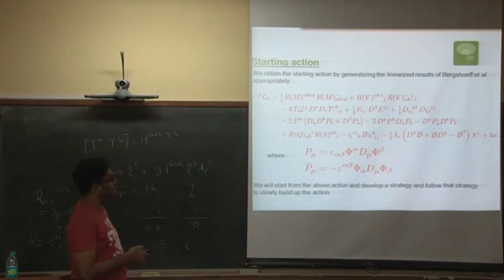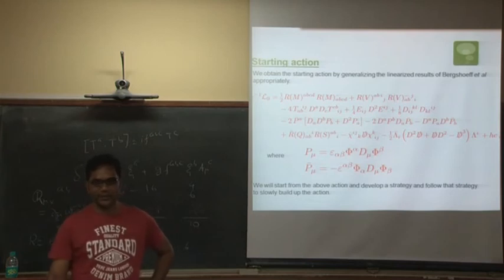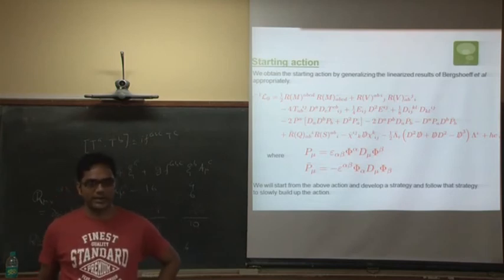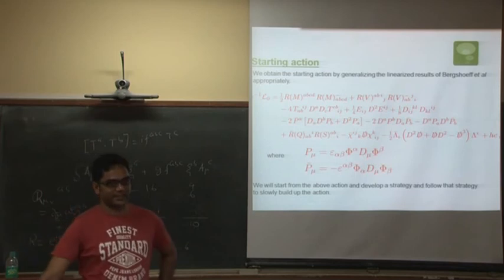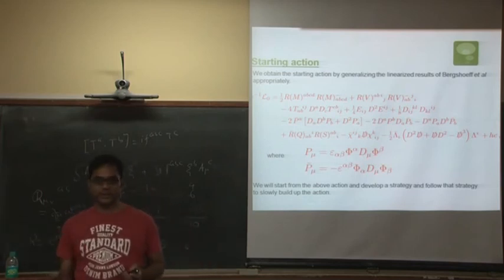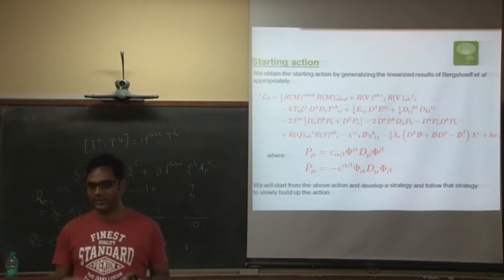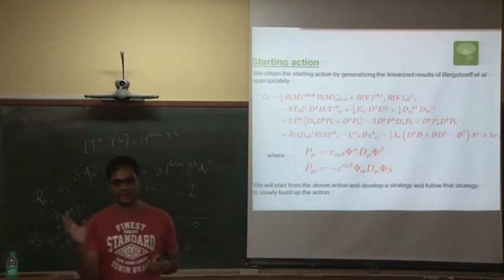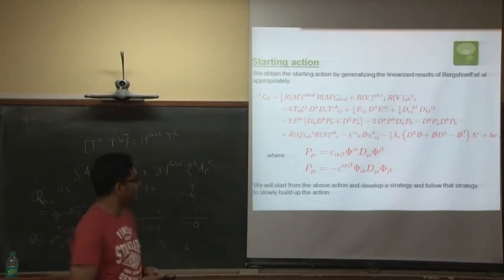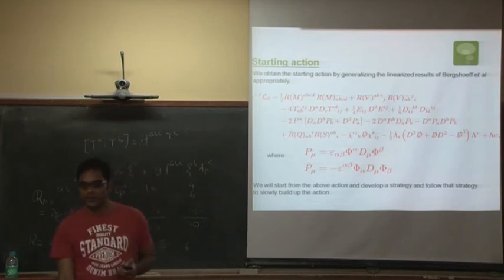First, there was a starting point. The starting point we got from generalizing the linearized results of Bergshoeff, de Roo and de Wit in the 1981 paper, where they had the N equal to 4 Weyl multiplier. They also wrote down the linearized actions. At the linearized level, it was okay because the Weyl multiplier was a chiral multiplier. They could write it as a chiral superfield, and do a chiral superspace integral of that, and they could write down the linearized action.